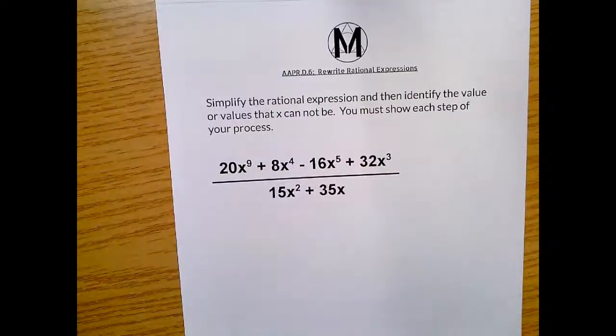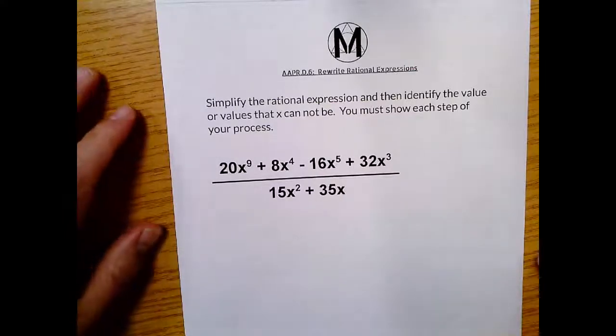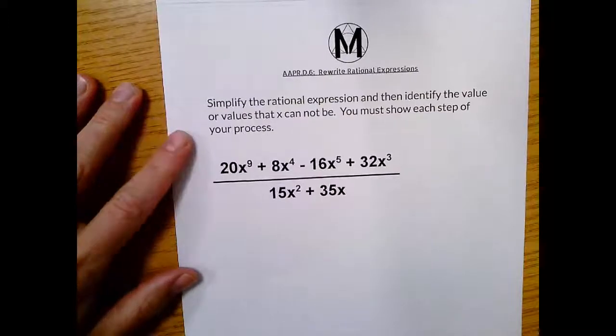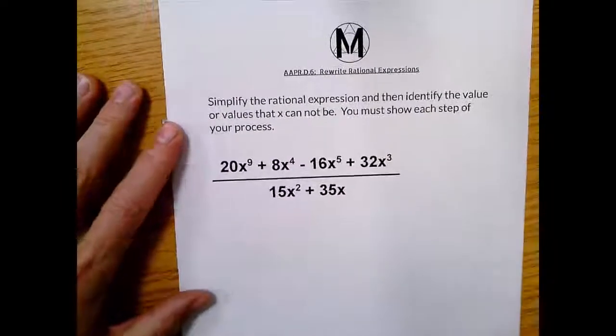All right, let's do some Mathity-Math. It says simplify the rational expression and then identify the value or values that x cannot be. Okay? And you must show each step of your process. Okay, we can handle this.